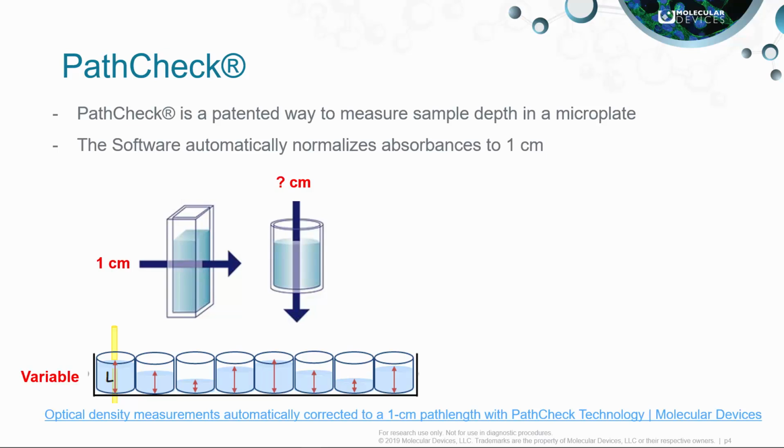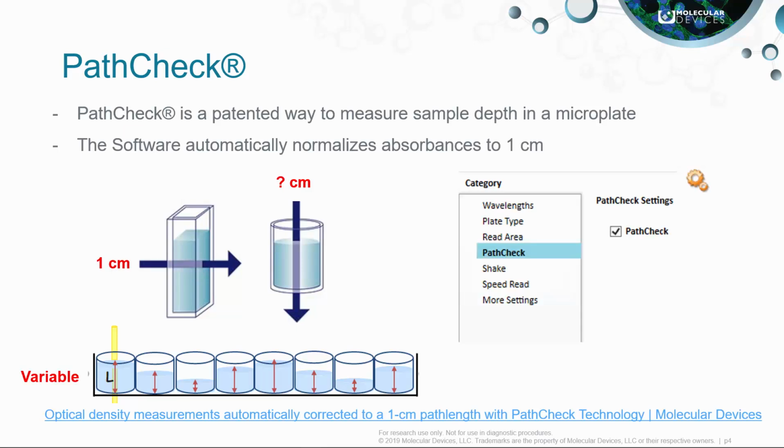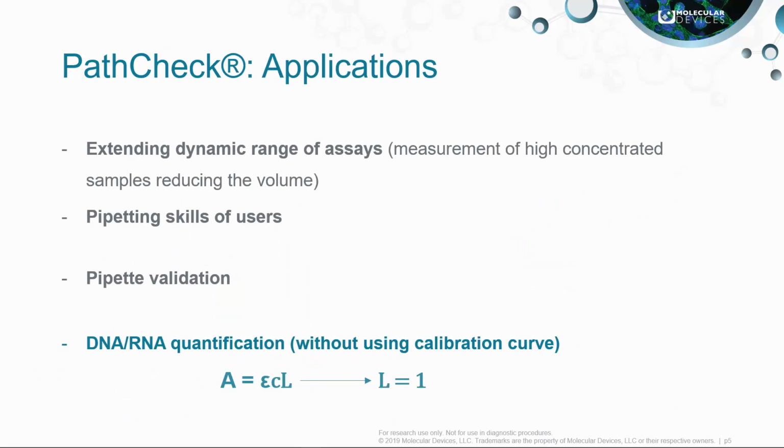In this slide, I will briefly explain PathCheck, which is a patented way of measuring the sample depth in a microplate. When using a cuvette, the path length was fixed to 1 centimeter. However, when using a 96 well plate, the path length depends on the volume in the well. Therefore, when selecting PathCheck in the software settings, path length will be automatically normalized to 1 centimeter. The main applications for PathCheck are the following: extension of dynamic range, check the pipetting skill of users, check your pipettes, and finally quantify DNA on a 96 well plate without using a calibration curve.